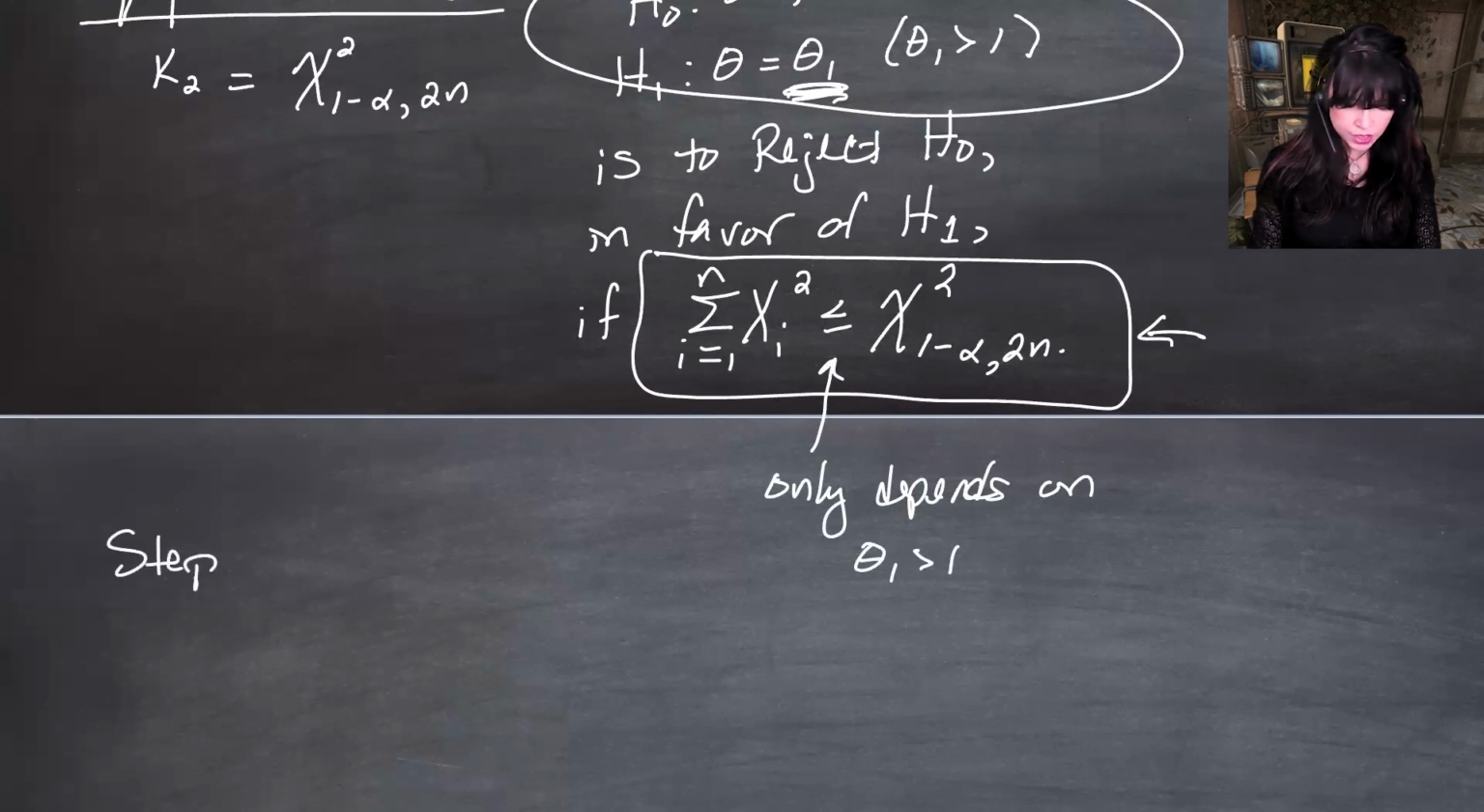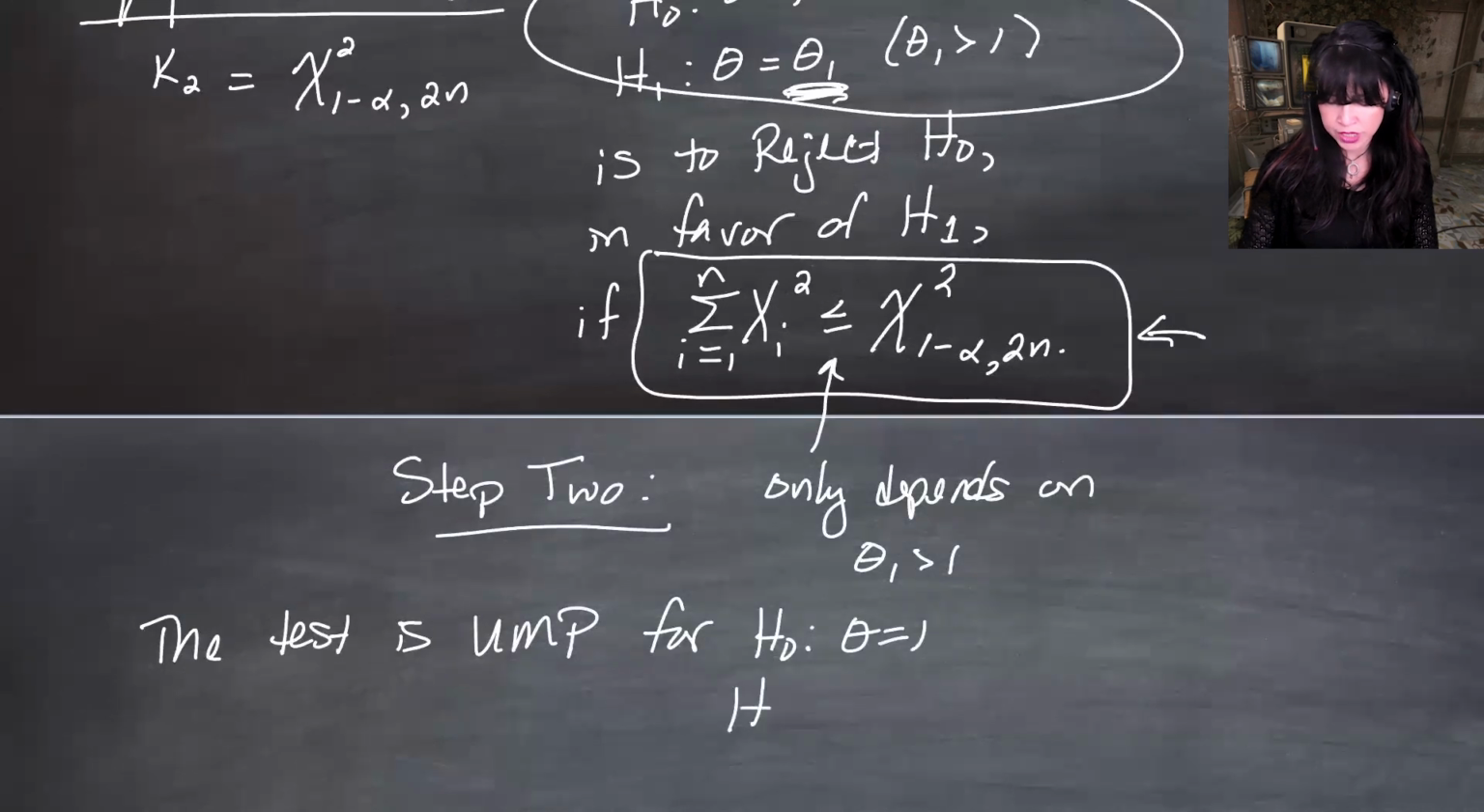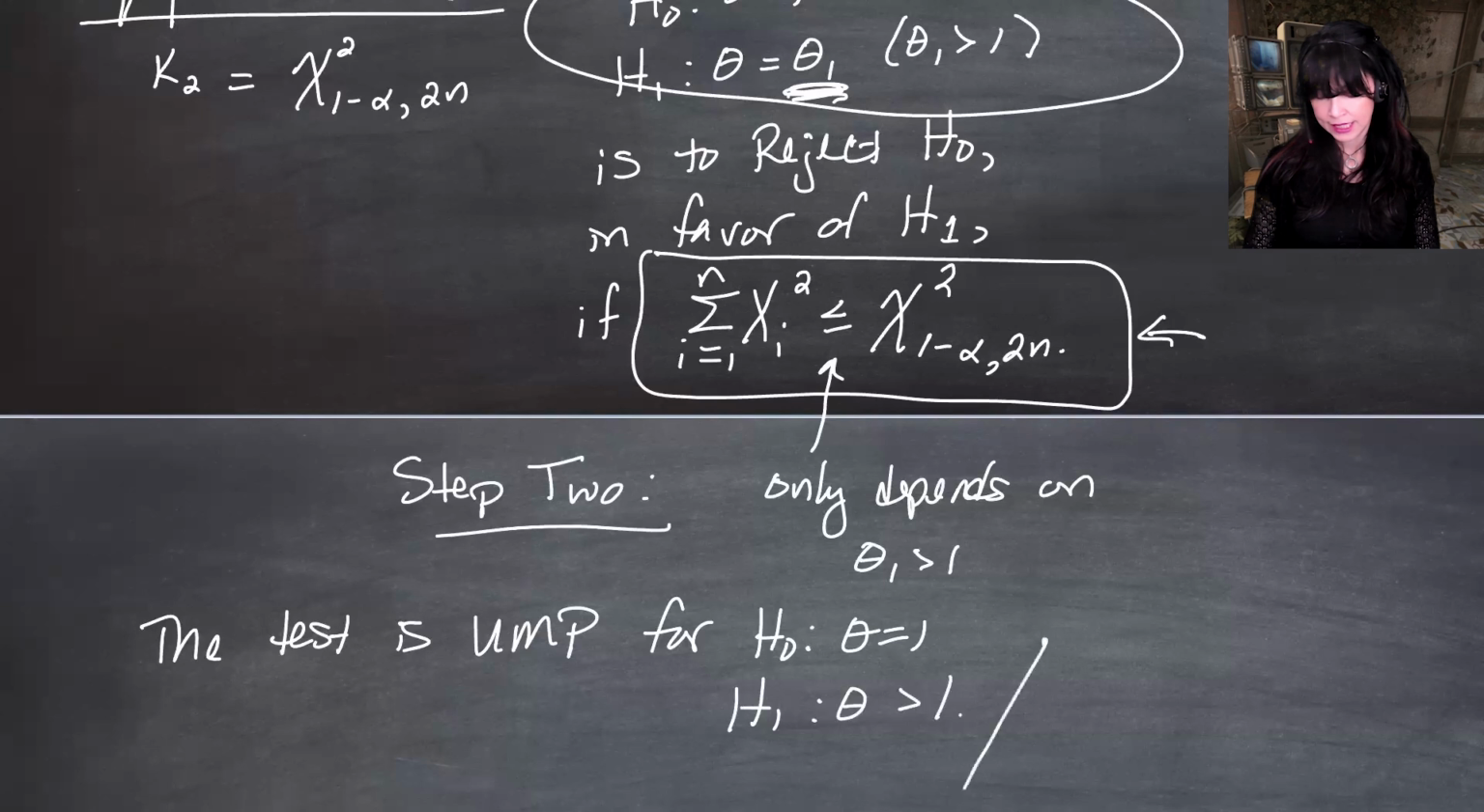So I guess I should call this step 2. The test is uniformly most powerful for the null hypothesis that theta equals 1 versus the alternative that theta is greater than 1. Our second beautiful UMP test for today.